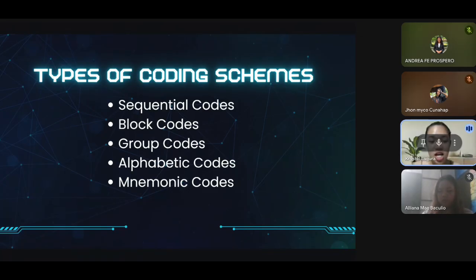However, it is complicated. The types of coding schemes: next is alphabetic codes. Alphabetic codes use letters from A to Z. More combinations, since letters are used instead of numbers.